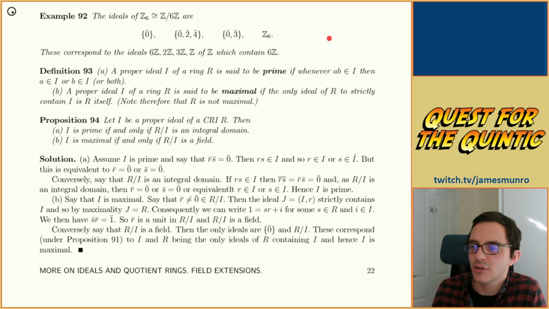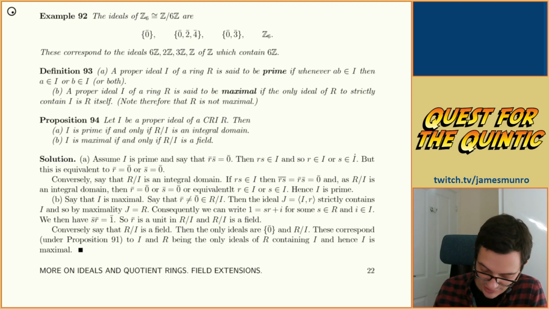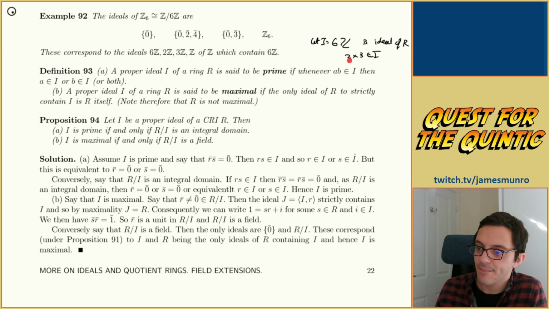So, I guess kind of 3Z. Yeah. Okay, here we go. 6Z, 6 times the integers, is an ideal of ring R. But there are things like 2 times 3, which is in that ideal, but neither of those things are. Okay.